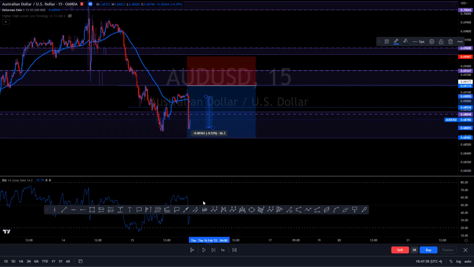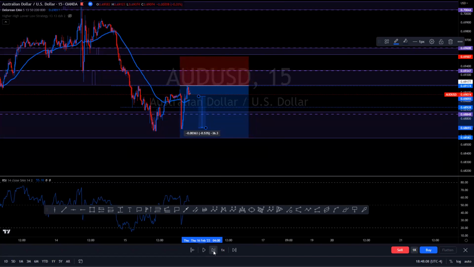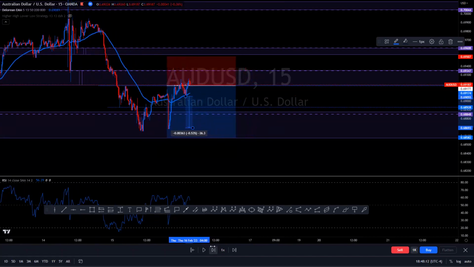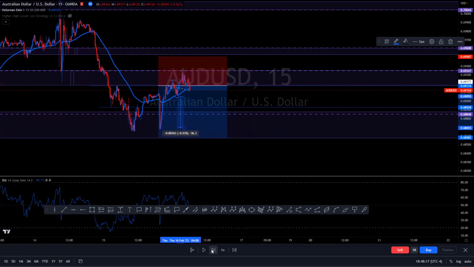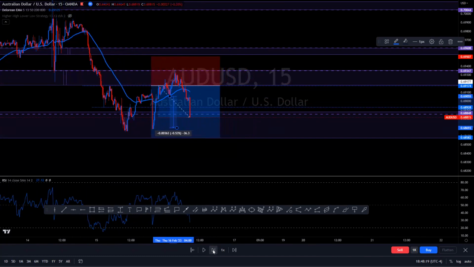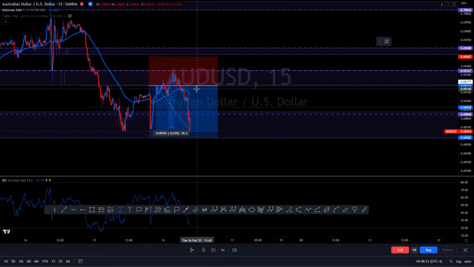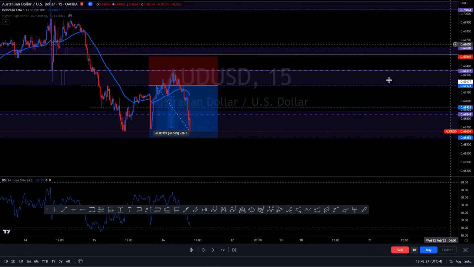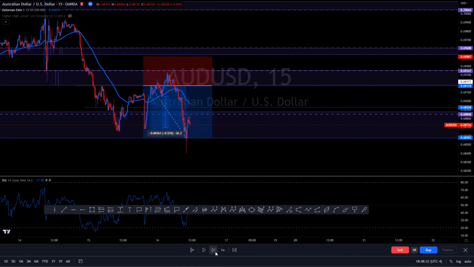But let's see. And then it bought up a little bit more. And at that point, it probably might buy up because it's probably testing its demand area. So now the buyers are looking at this as an opportunity to buy. But nope, sold again. So from here, sold all the way down to 36 pips. And sold again.